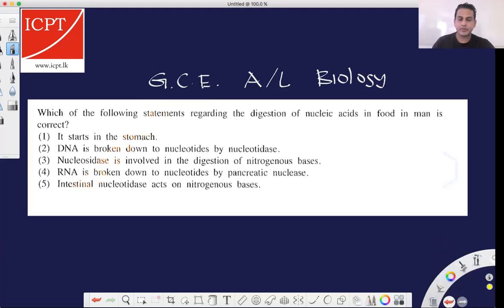Right. This is G.C.E. A-level biology revision class. I have selected this question for today's class. Let's see the question. Which of the following statements regarding the digestion of nucleic acid in food in man is correct? So, what we're going to revise here is the digestion of nucleic acids. I will take this question again after revising the digestion of nucleic acids.